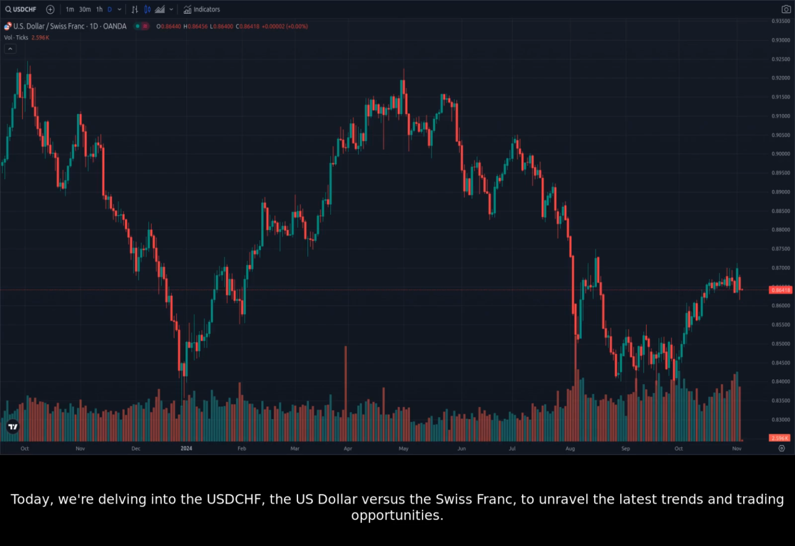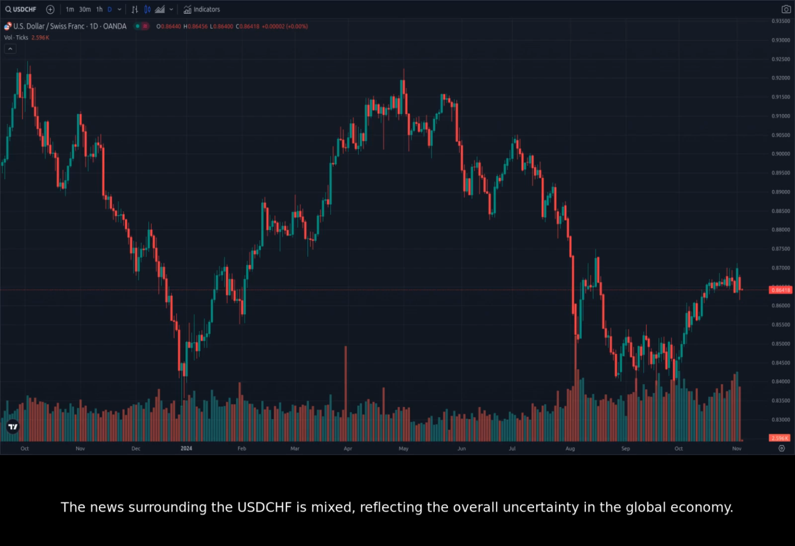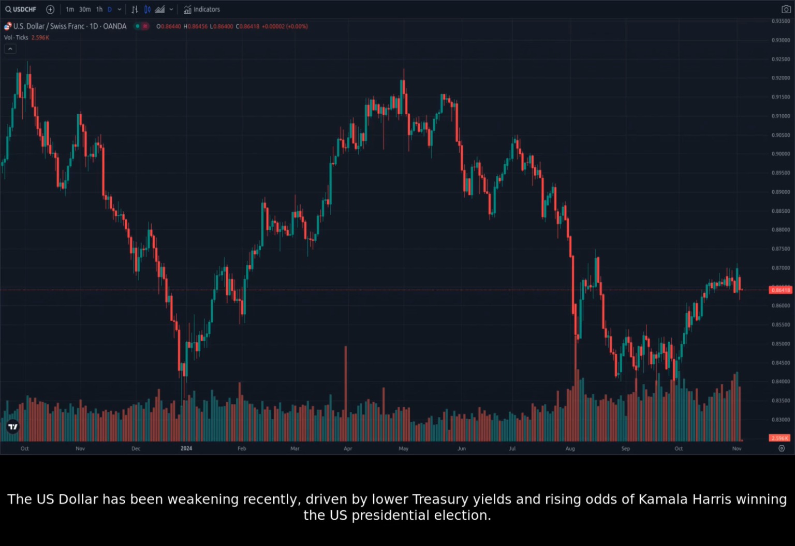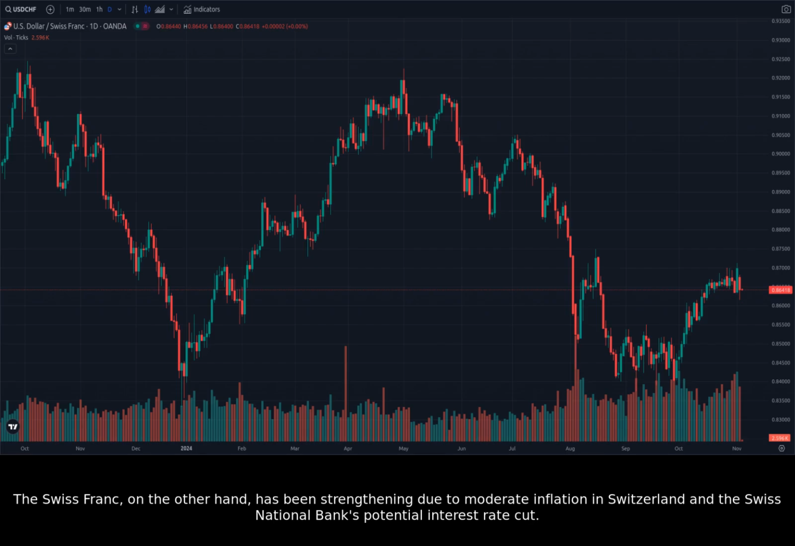Today, we're delving into the USDCHF, the US dollar versus the Swiss franc, to unravel the latest trends and trading opportunities. The news surrounding the USDCHF is mixed, reflecting the overall uncertainty in the global economy. The US dollar has been weakening recently, driven by lower Treasury yields and rising odds of Kamala Harris winning the US presidential election. The Swiss franc, on the other hand, has been strengthening due to moderate inflation in Switzerland and the Swiss National Bank's potential interest rate cut.